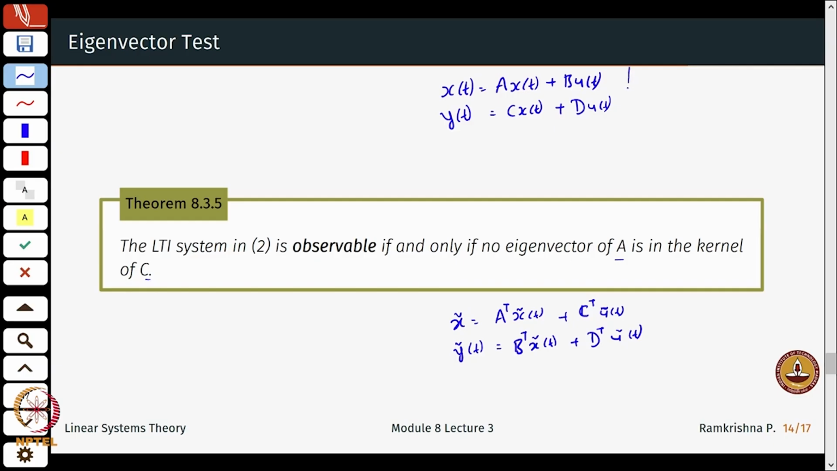I am looking at the observability of this system, and this is related to the controllability of this one, right. So what is controllability here? Controllability would say that there is no eigenvector of A transpose in the kernel of B transpose. That was the controllability for this system.